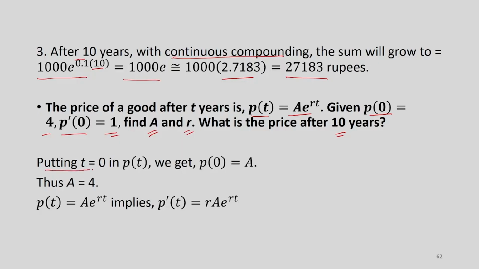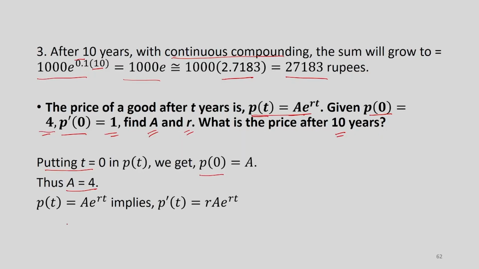So I put T is equal to 0 here. So P(0) is equal to A, simply A, because e to the power 0 is equal to 1. Therefore, A is equal to 4, right, because P(0) is equal to 4.